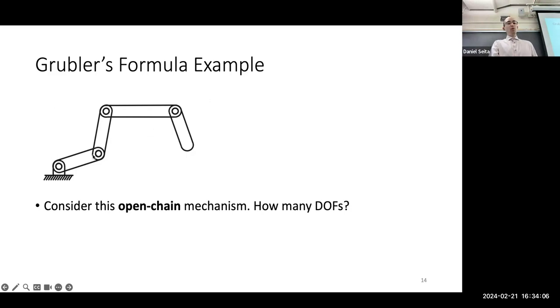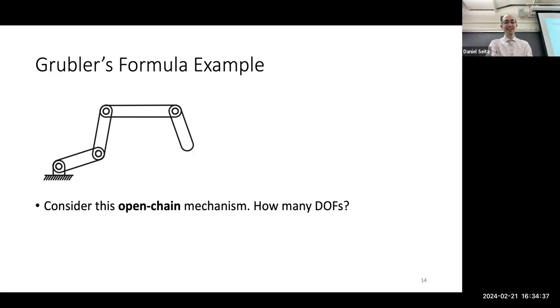So what do you think the number of degrees of freedom here would be? Oh, you're saying 4? Why? Yeah, so every joint here would have 1 degree of freedom, and then there's 4, then yeah. But let's show that Grubler's formula results in that. Because sometimes when it gets more complicated, it's going to be hard to think like that.